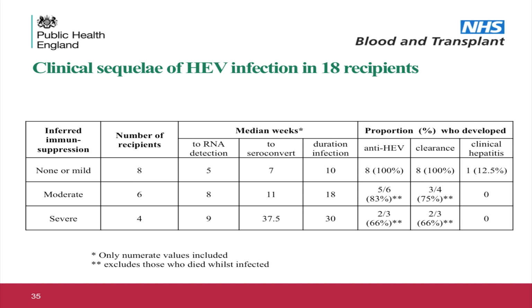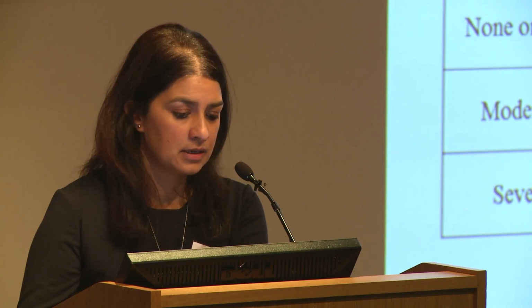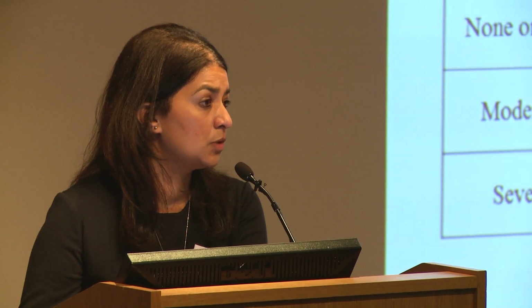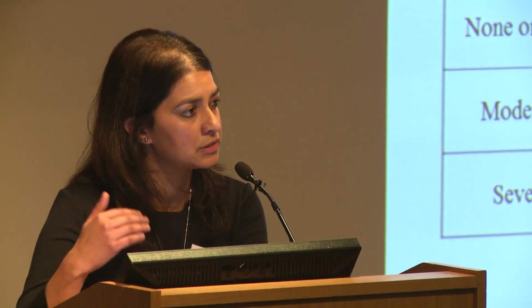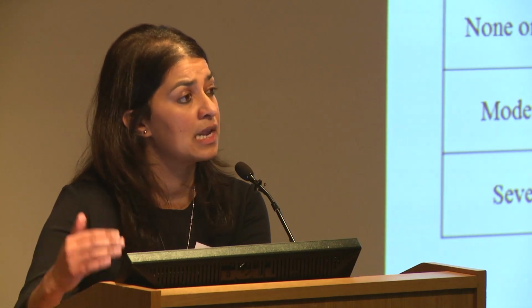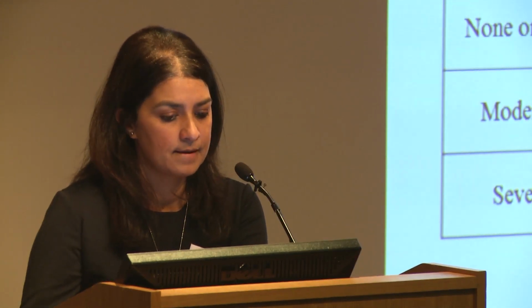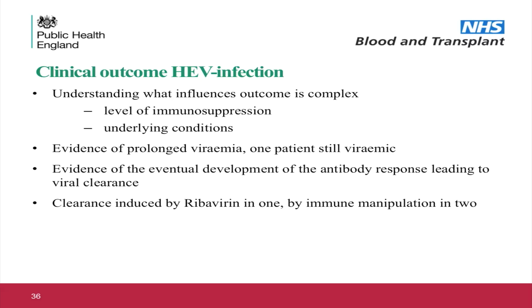And what we saw in those individuals who were more severely or moderately immunosuppressed is that even though they developed an antibody response, it wasn't always associated with viral clearance. So again, this shows there was an impairment in the immune system, which was allowing the virus to persist. So looking at the clinical outcome of Hep E infection, I think it is quite complex, because each individual has their own underlying conditions, and each of them had a different level of immunosuppression.